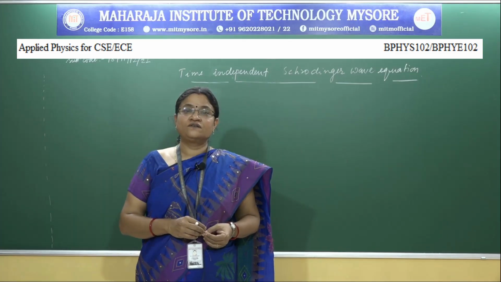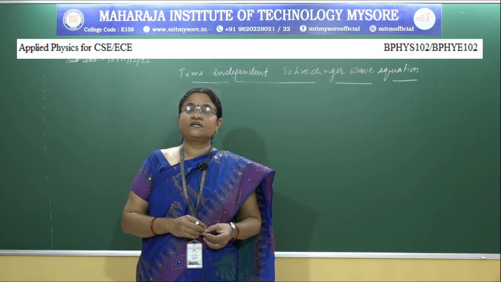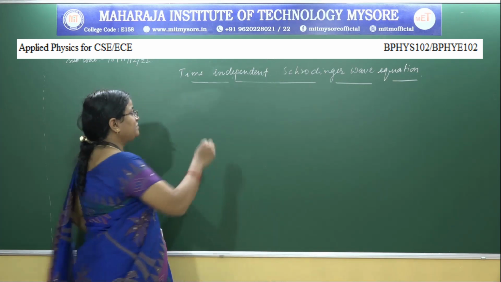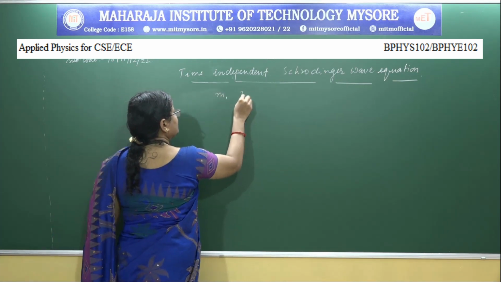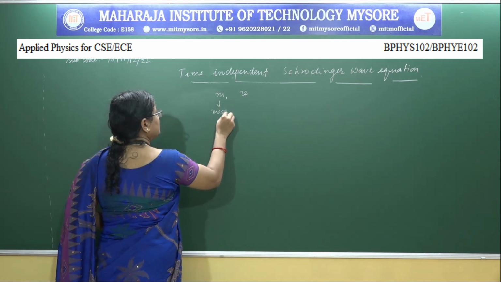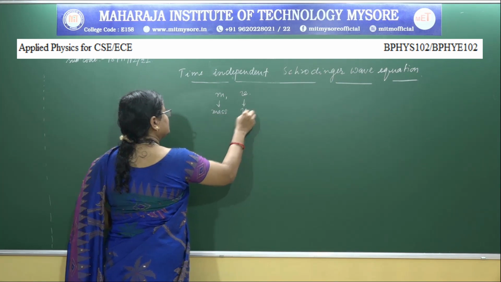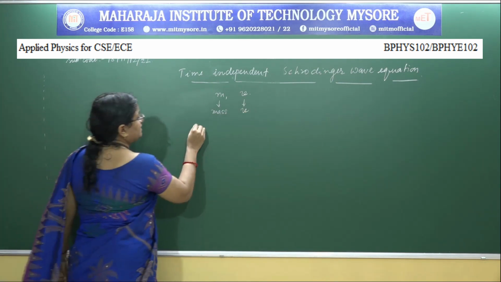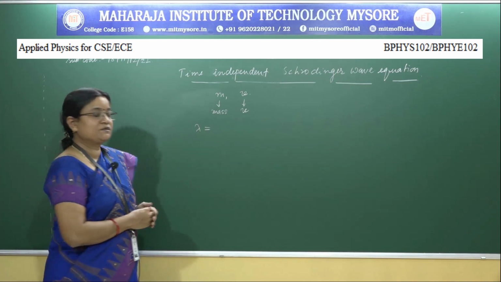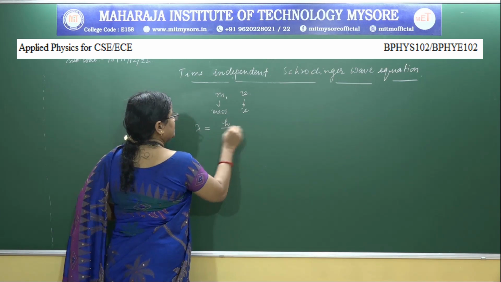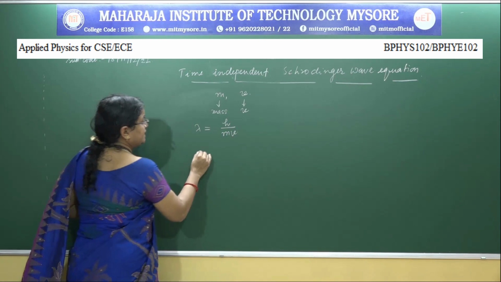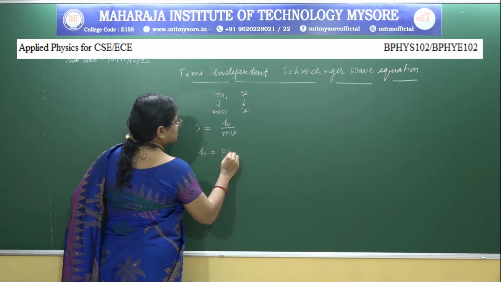Hello everyone, today's topic is the time independent Schrodinger wave equation. For a particle of mass m moving with velocity v, the wavelength associated with that particle as per the de Broglie hypothesis is given by lambda is equal to h by mv, where h is Planck's constant.